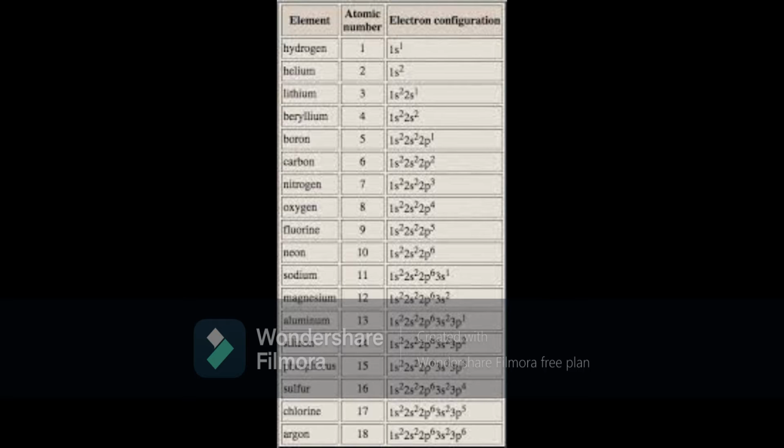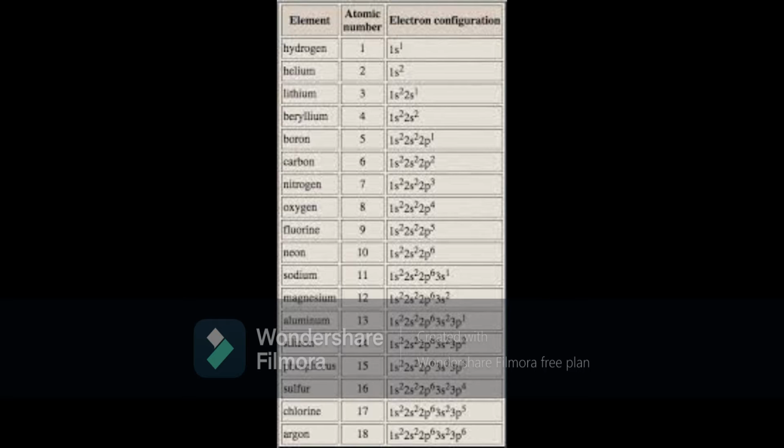Oxygen, its atomic number is 8, its electronic configuration is 1s2 2s2 2p4. Fluorine, its atomic number is 9, its electronic configuration is 1s2 2s2 2p5. Neon, its atomic number is 10, its electronic configuration is 1s2 2s2 2p6. Sodium, its atomic number is 11, its electronic configuration is 1s2 2s2 2p6 3s1.